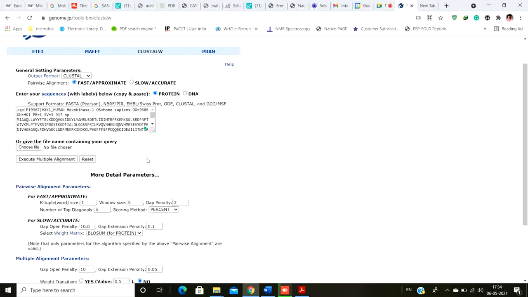Okay, so now next comes the last part. Now think of the thing, remember what we used: the scoring matrix and the gap penalty. So these are the scoring matrix and the gap penalty that you have to use. The first is the k-tuple words. And then you have the window size, then the gap penalty.